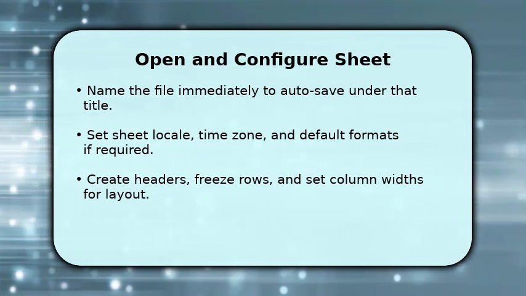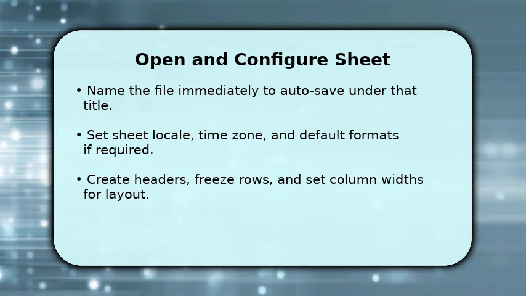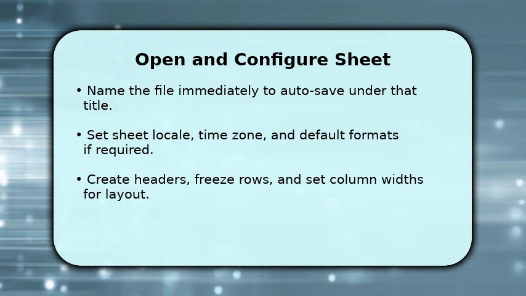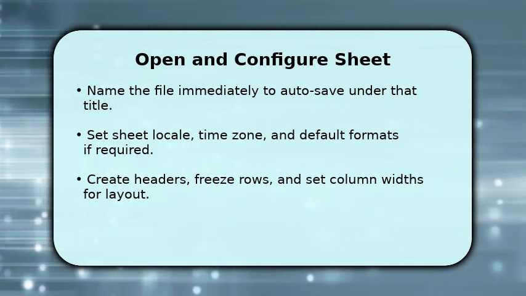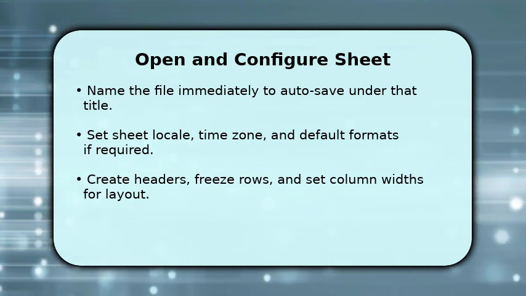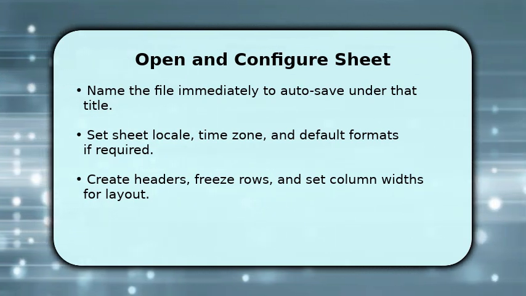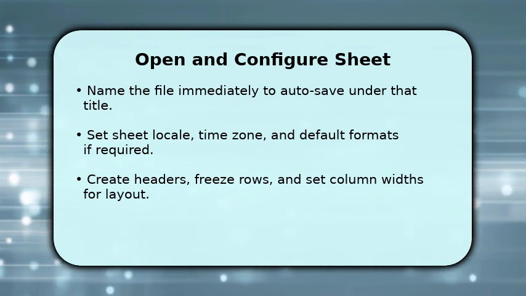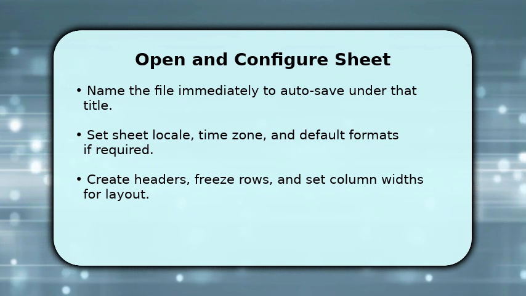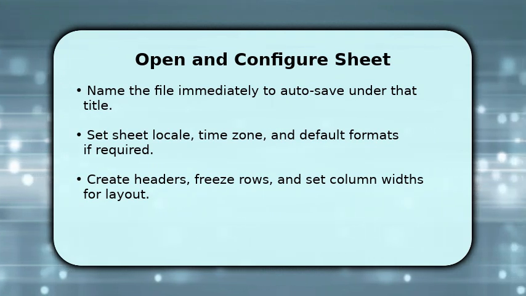Next, configure file settings like locale and time zone under File Settings. This ensures dates and formulas behave predictably. Create headers in row 1 and freeze that row so it stays visible when you scroll. Also adjust column widths and apply basic number or date formats to prevent rework. These steps make the sheet functional and reduce errors as you add data.